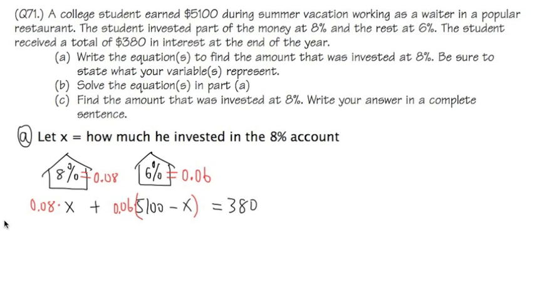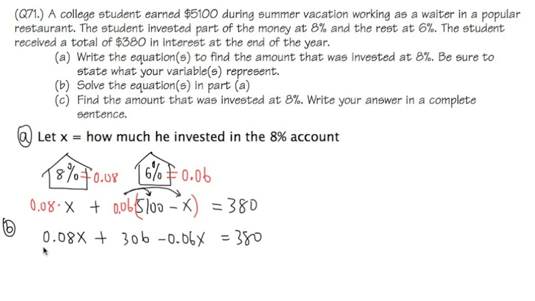For part B of the question, we are going to solve the equation, and that's the easy part, right? Let's just do it. For 0.08 times X, there's nothing much we can do, so just write down 0.08X plus, we will have to take 0.06 and distribute it into the parentheses. Make sure we do that. 0.06 times $5,100 is equal to 306. And then 0.06 times negative X is minus 0.06X. And that's equal to 380.